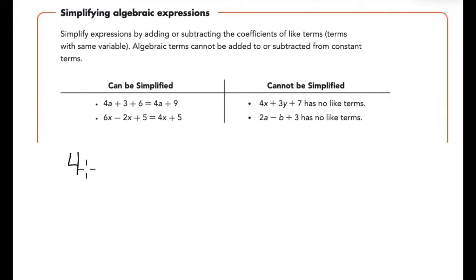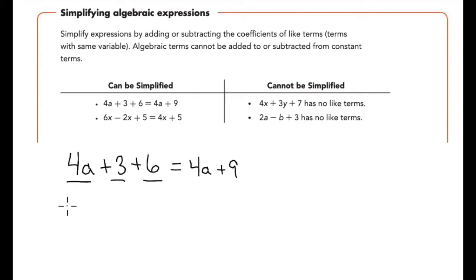So the first expression was 4a plus 3 plus 6. Now we have an algebraic term of 4a. There's no other a's in this, so that can't be simplified with anything else. But we have two constants that could be simplified, the 3 and the 6, and when you combine 3 and 6, that gives you 9. So this simplifies to 4a plus 9.